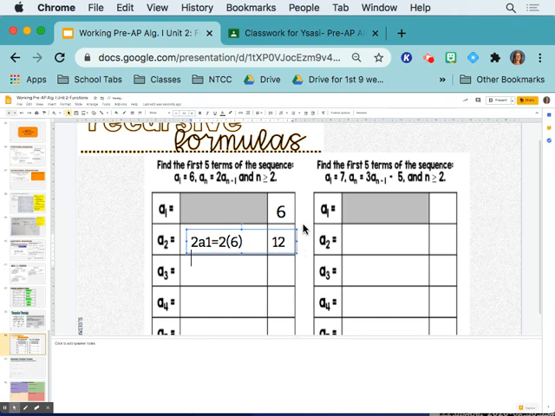Okay, so I'm going to push enter and do the next one. So how do I find A3? You would do 2 times A2, which is 2 times 12.